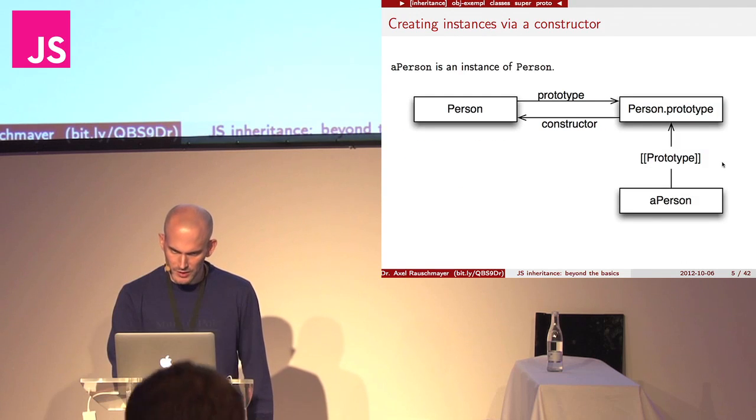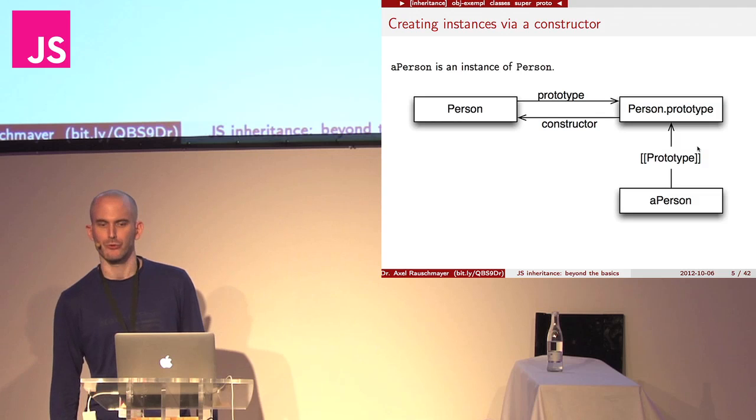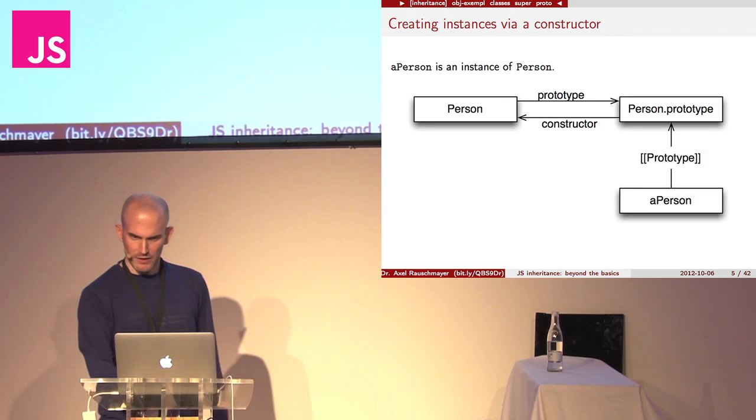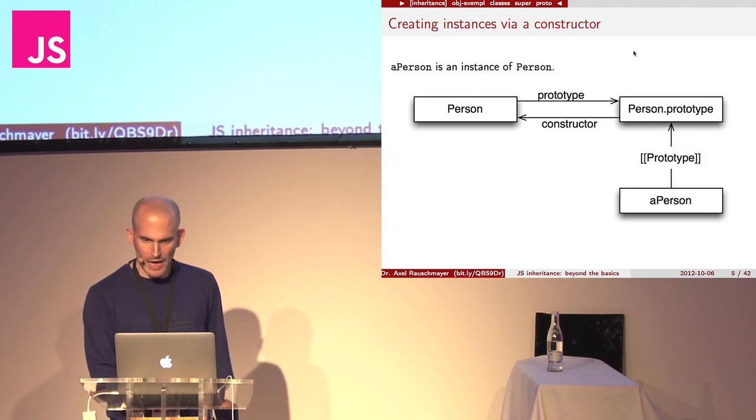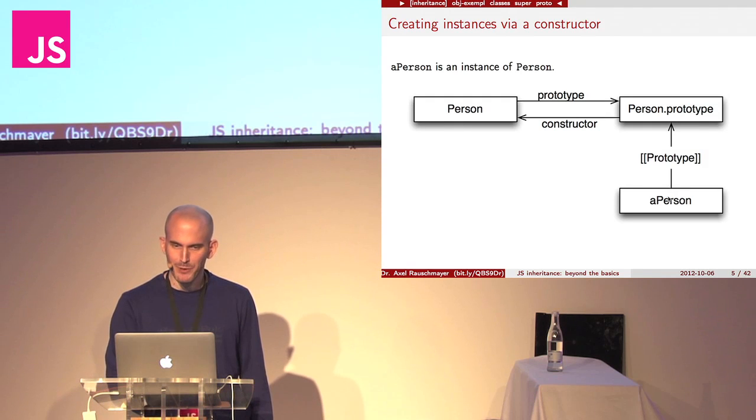So this is what it looks like if you use a constructor to create an instance. You get this structure that's depicted here. You have a person, and a person has been created by the constructor Person. The constructor points to its prototype, and the prototype, by default, points back to its constructor. And then you have the has-prototype relationship between the instance and the prototype.